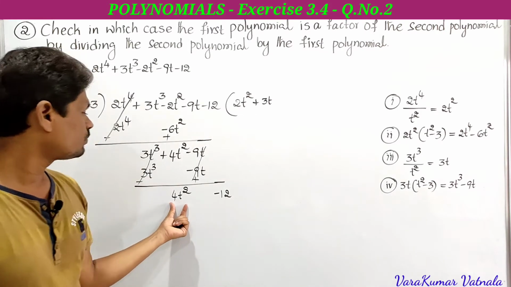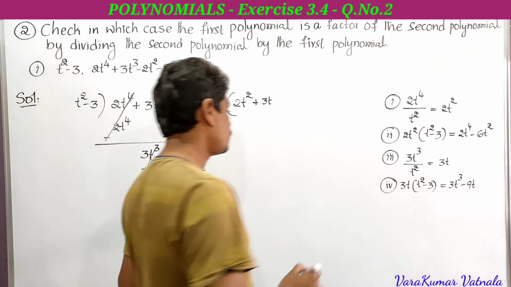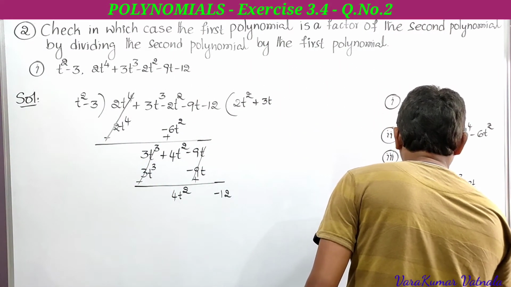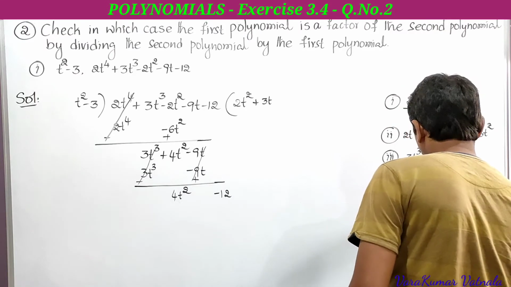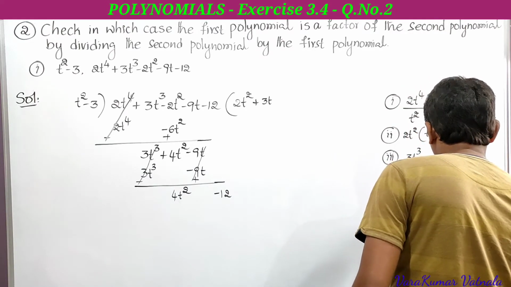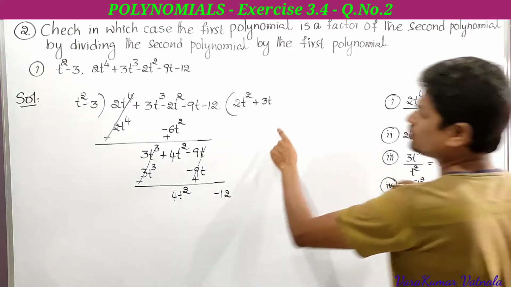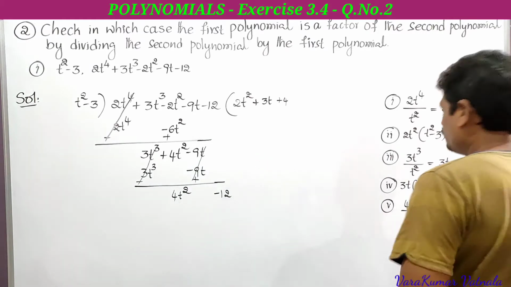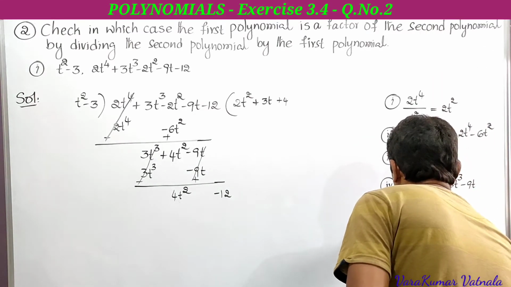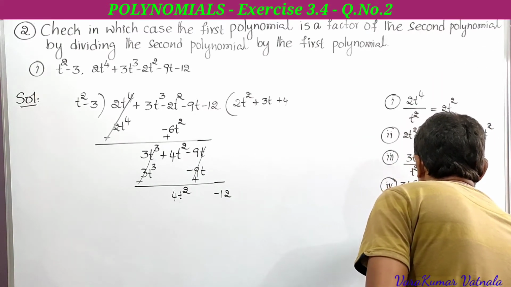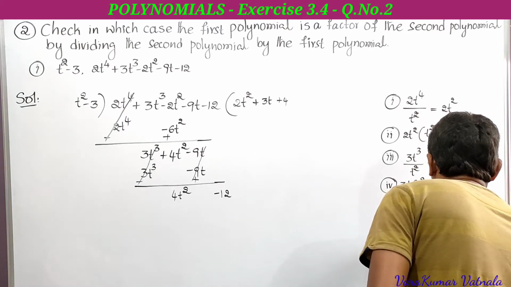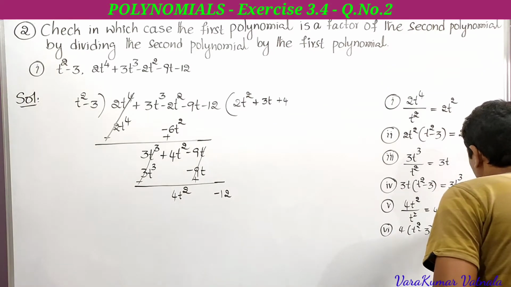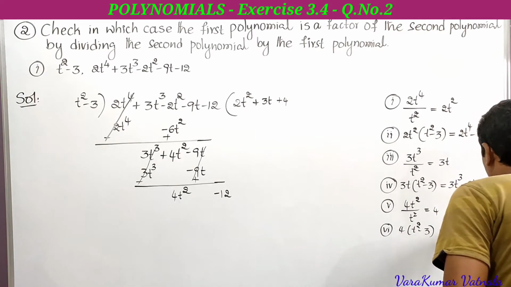Now again we have to follow the same step. Divide 4t square by t square again. So the first term is 4t square by t square, so we get 4. Write this 4 in the quotient area, plus 4. Multiply the divisor with 4. So we get 4 into t square minus 3, which is 4 into t square is 4t square, and 4 into minus 3 is minus 12.